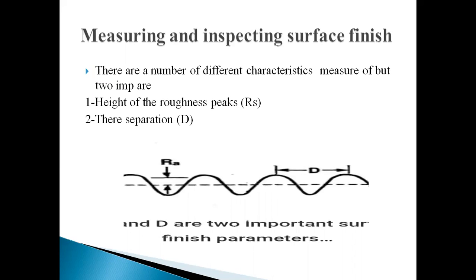The next point is measuring and inspecting the surface finish. There are a number of different characteristics measured, but the two most important characteristics are one is Ra and the second one is d. Ra means the height of the roughness peak, and the second one is their separation.